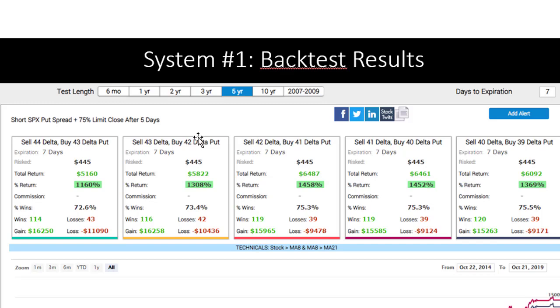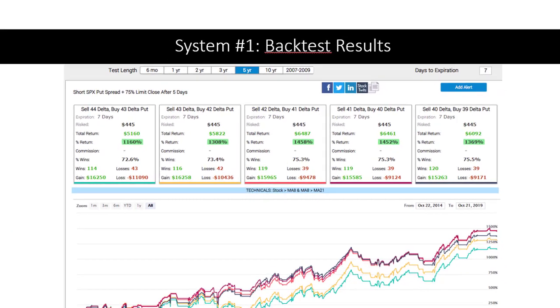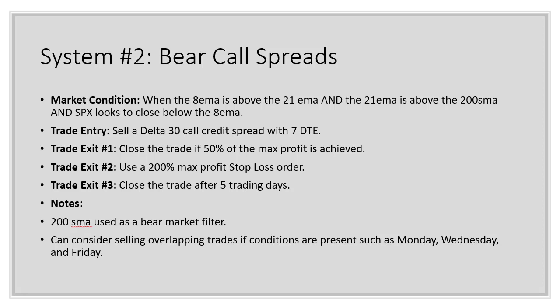So again, when the market is above the 8 and the 8 is above the 21, I'm looking to sell a low Delta 40 put credit spread that expires in 7 days, and I'm going to close the trade whichever comes first: within 5 trading days, or 75% max profit. And these are the back test results for the past 5 years, and I basically did this around November 2019.